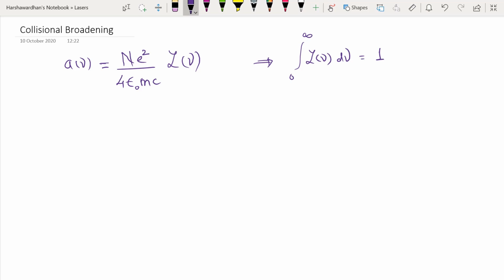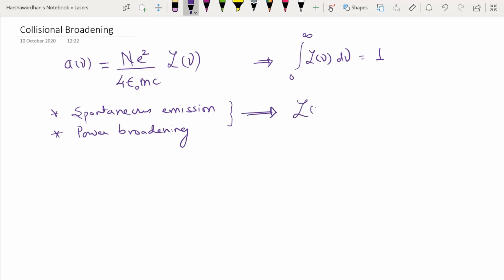So for example, we have seen two examples of physical processes that lead to Lorentzian line shape. One was the spontaneous emission, and we call this process natural broadening. And the second process was power broadening that we just saw in the last lecture. Both of these processes lead to the line shape being Lorentzian.